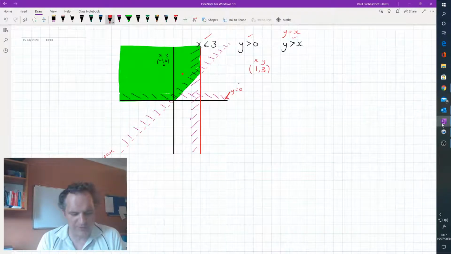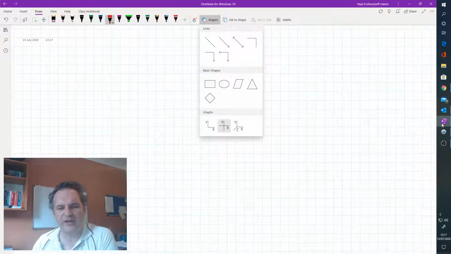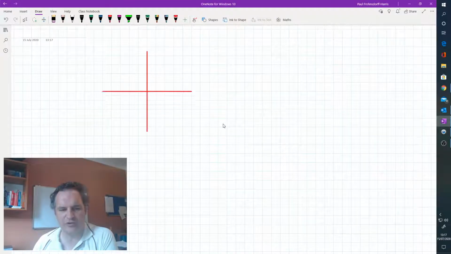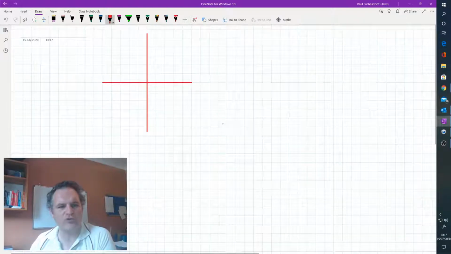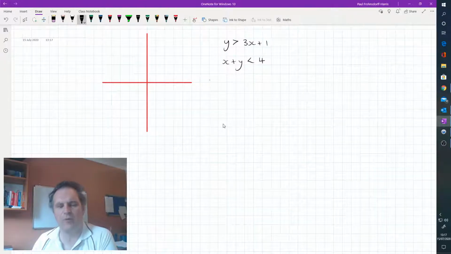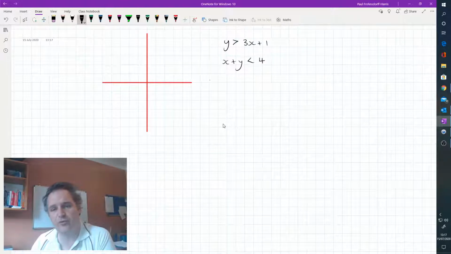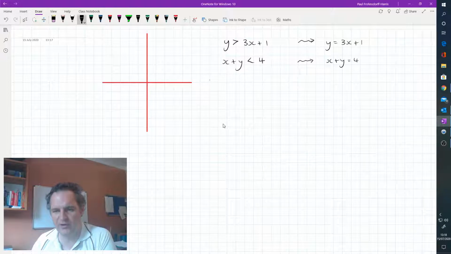We can also do more complicated ones. So the next one we're going to talk about is what if it's a pair of equations to look at. So these are all linear inequalities. So what about if the line says y is greater than 3x plus 1 and x plus y is less than 4. So what I need to do first of all is work out what equations these need to be drawn. y equals 3x plus 1 and x plus y equals 4 are the two lines we're going to draw.